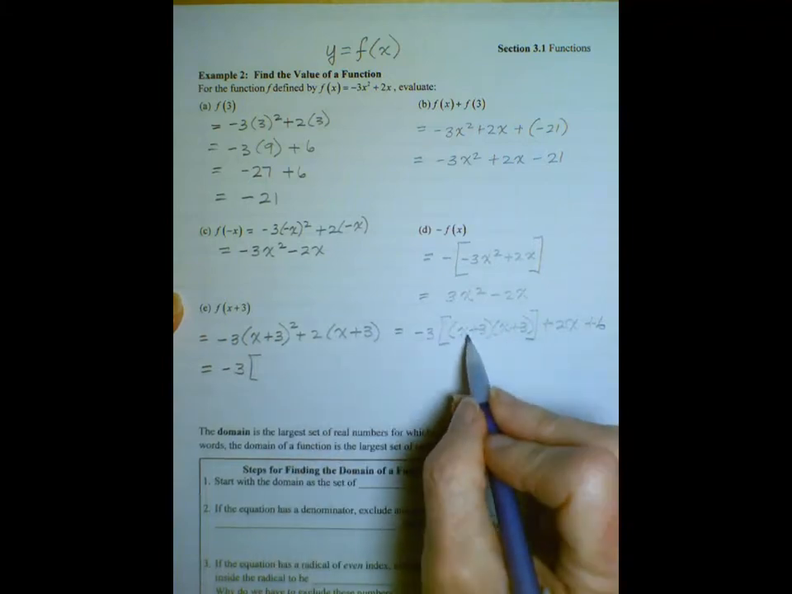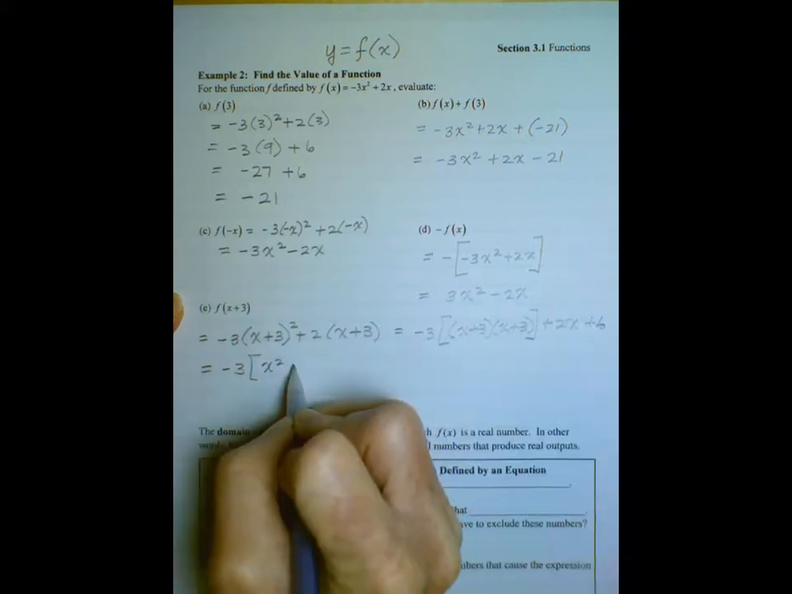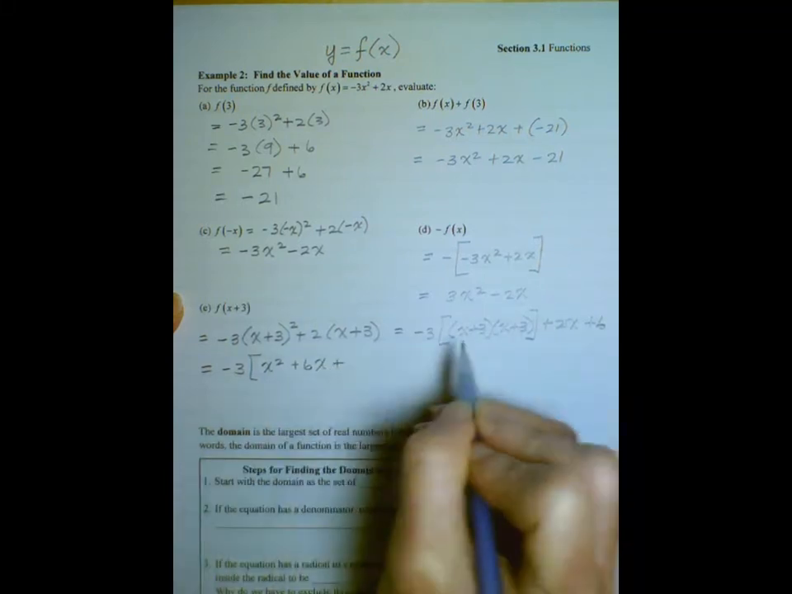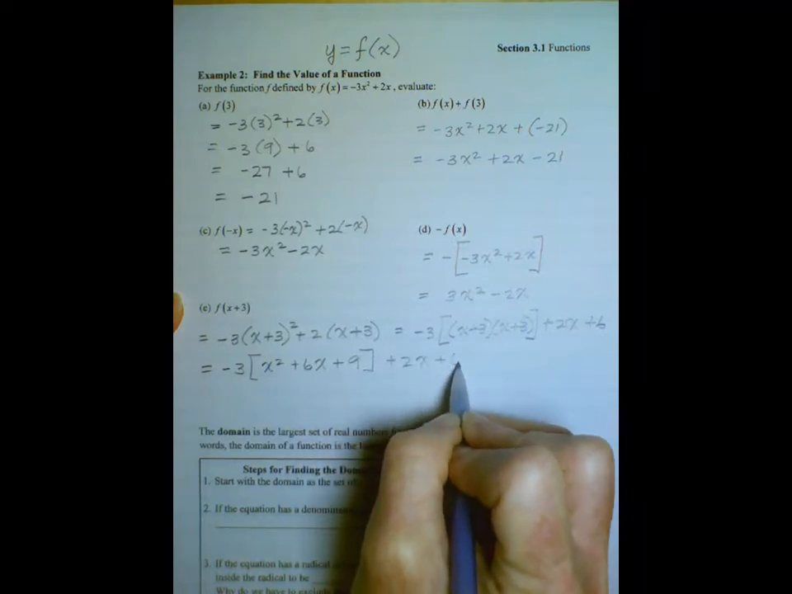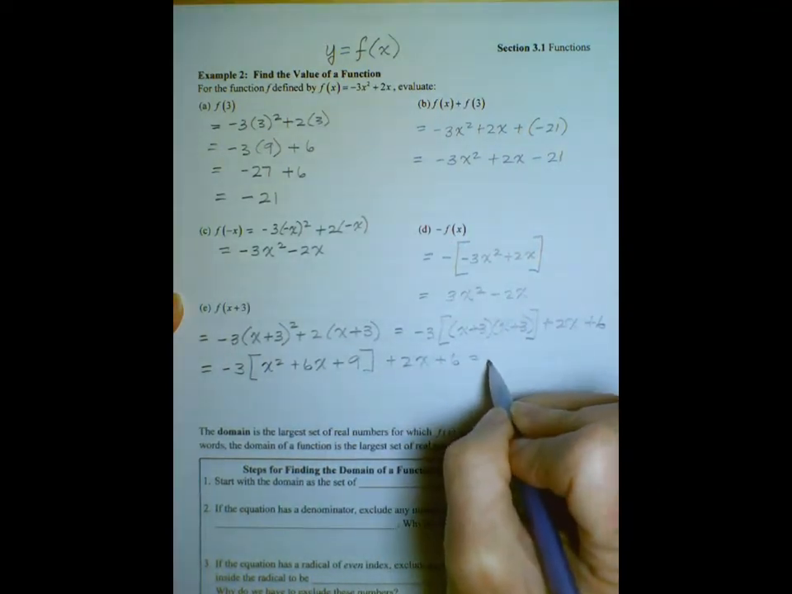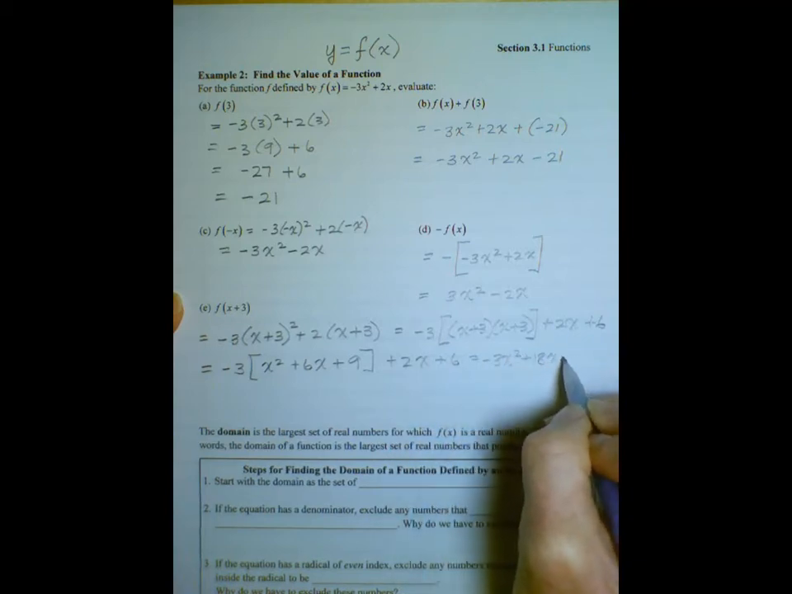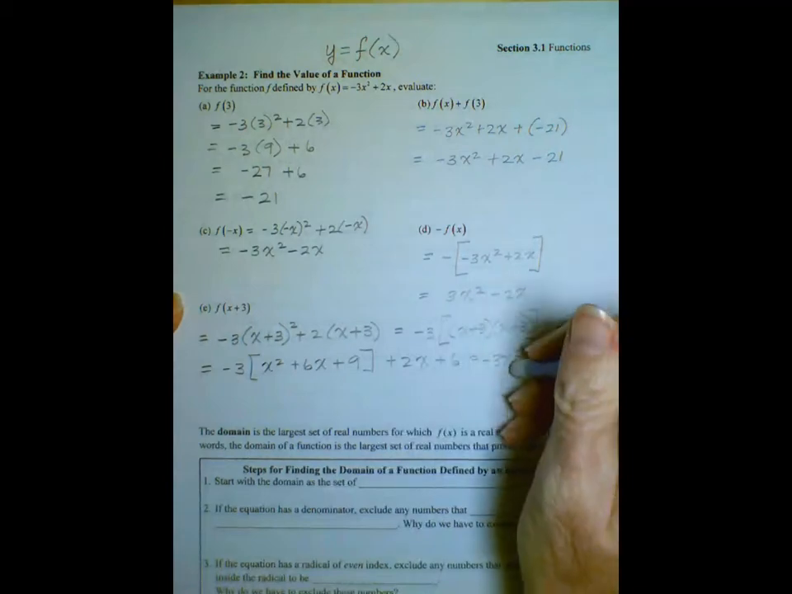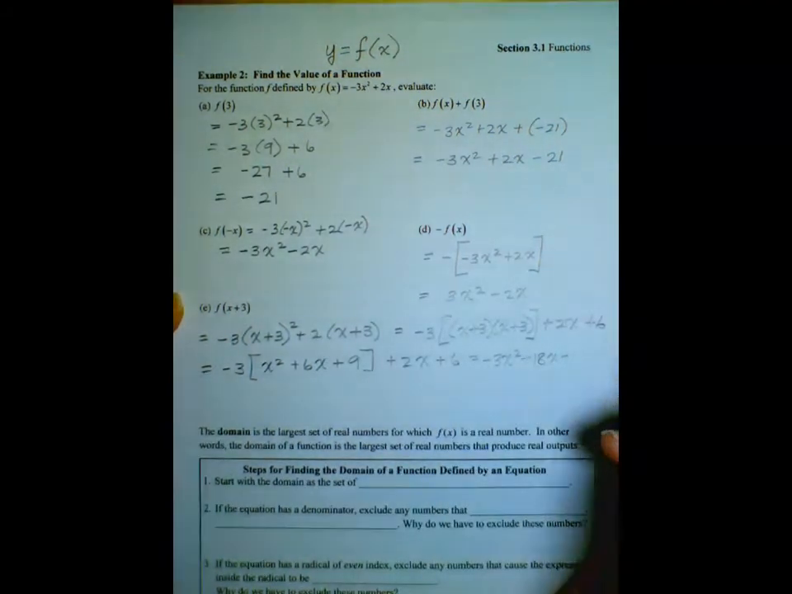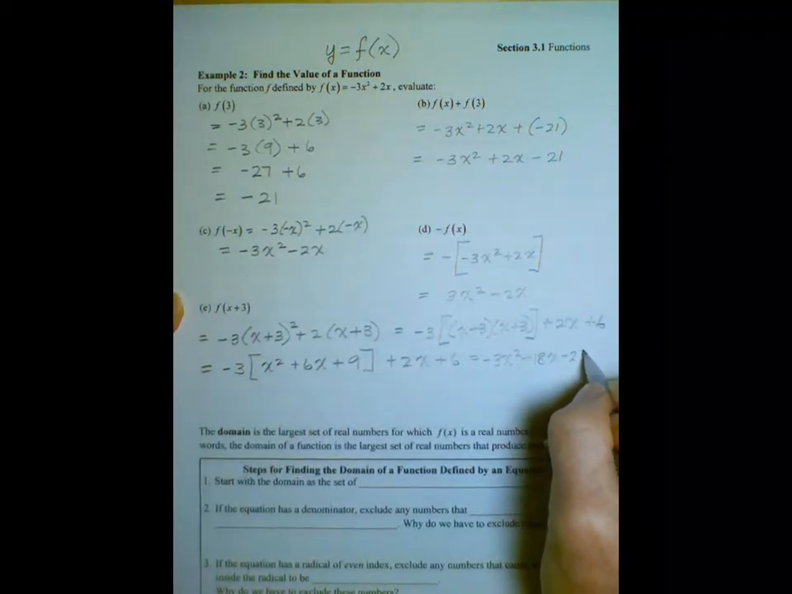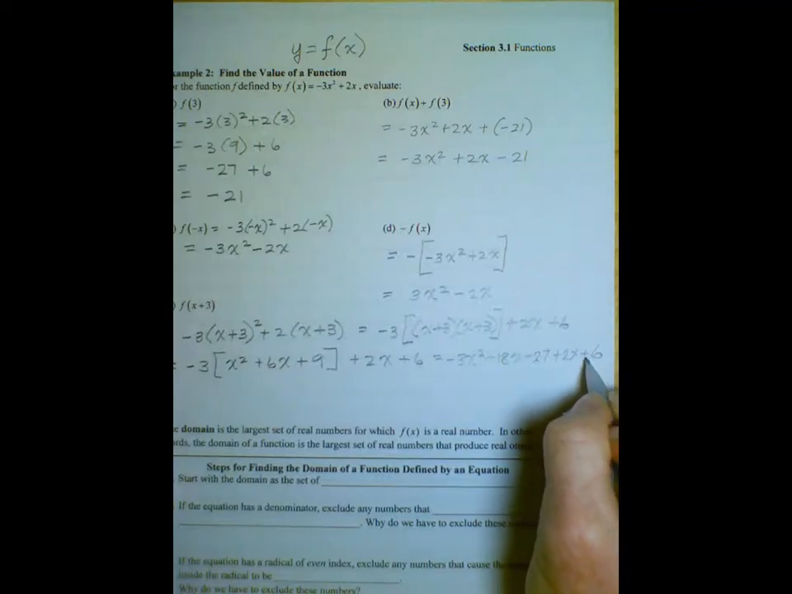Okay, it means write it twice and FOIL. X squared, then we'll have a 3x and another 3x for a total of 6x, and then 3 times 3 is 9. Okay, then we'll distribute. We get negative 3x squared, minus 18x, negative 3 times 6x, negative 3 times 9, minus 27, plus 2x plus 6.